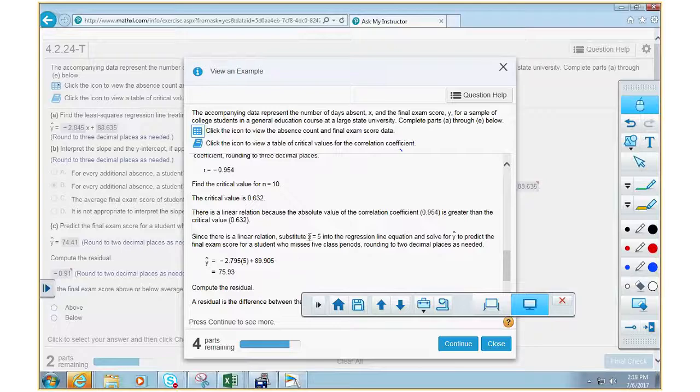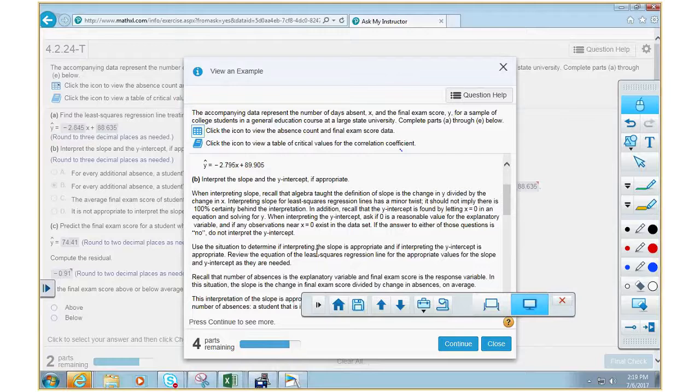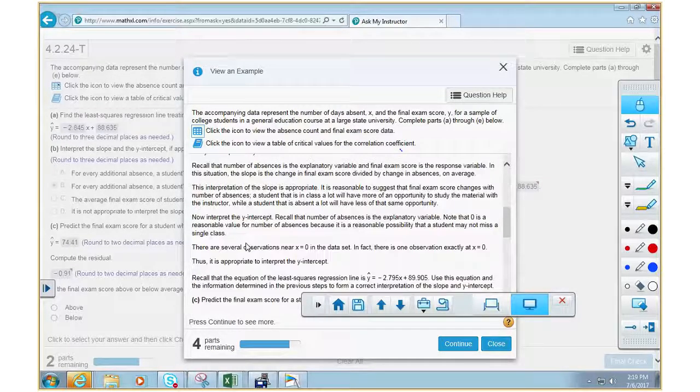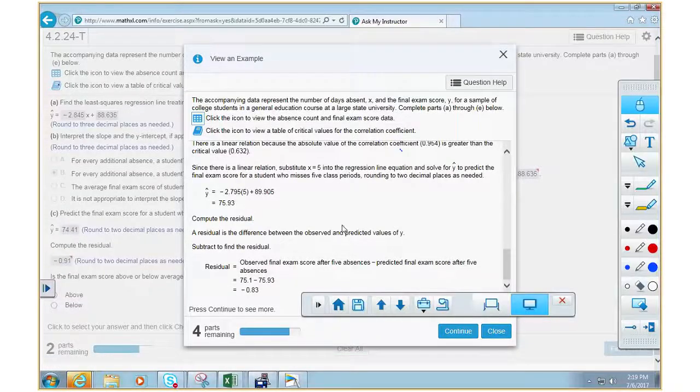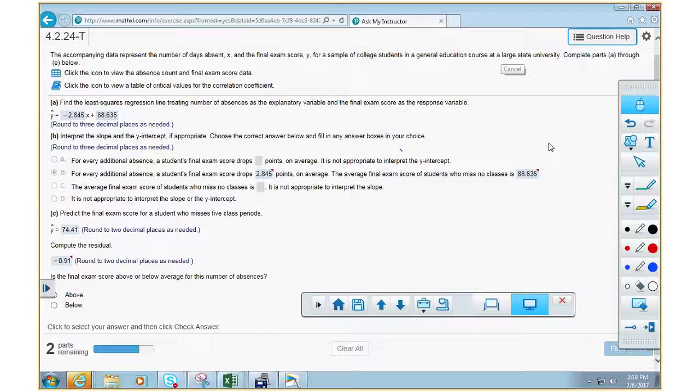I understand that. But my question is how are they getting 75.93 here? And where's the 79 point? I guess I'm just confused. I understand the point of the residual, the predicted value versus the actual value. I understand that. But I'm not understanding where they got 75.1. Yeah, the 75.1, that must be what you get. Okay, predict the final exam. That's when you do that right there, 74.1. And that's the thing from the table.